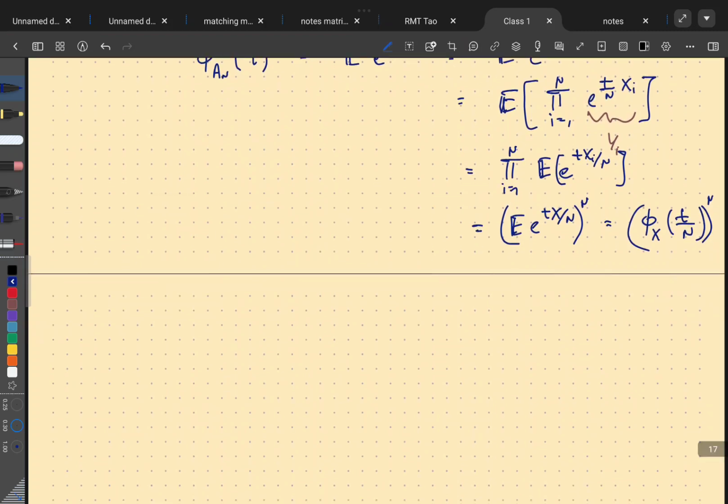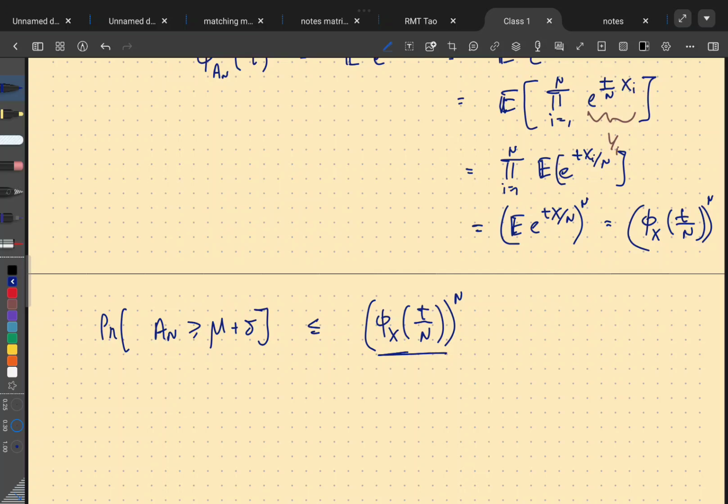Okay, so in general, the probability that An is greater than or equal to mu plus delta, using the Chernoff bound, is going to be less than or equal to phi X of t by n, whole raised to the n, divided by e raised to delta times t times mu plus delta.